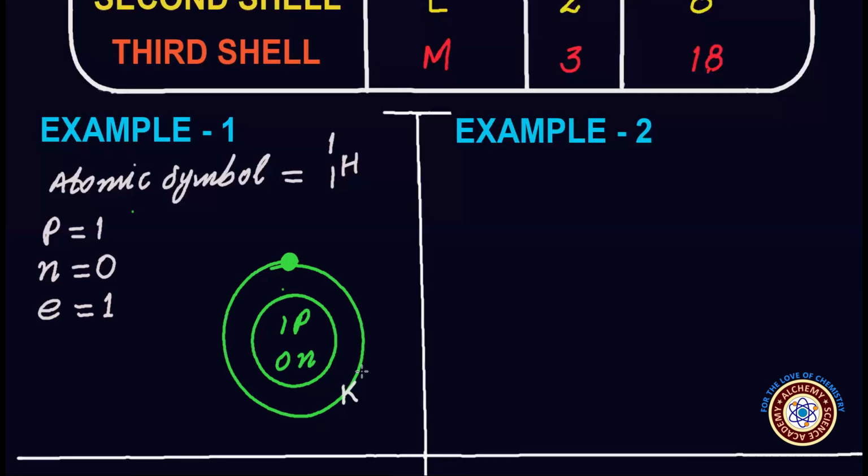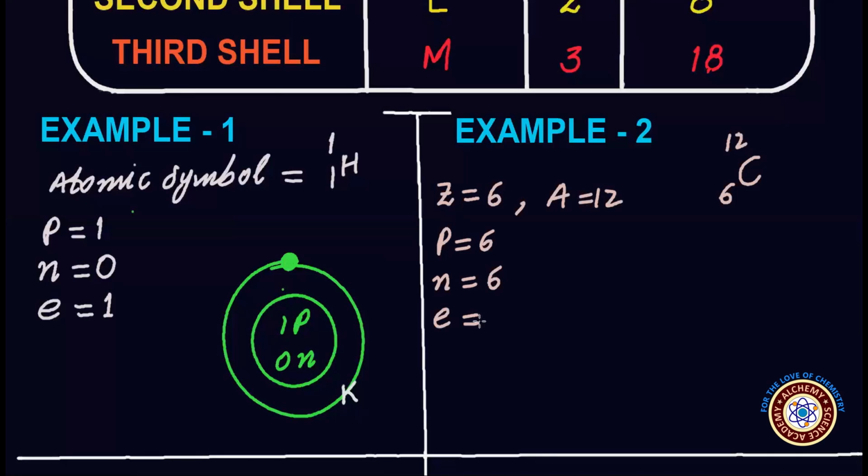Now let us take another example. Carbon atom. The atomic symbol of carbon is 6C12. The proton number of carbon is 6, whereas the mass number is 12. The subatomic composition for this atom would be protons 6, neutrons A minus Z, 12 minus 6 equals 6, and electrons would be equal to the number of protons in the nucleus, that is again 6. So this is the atomic composition of carbon.